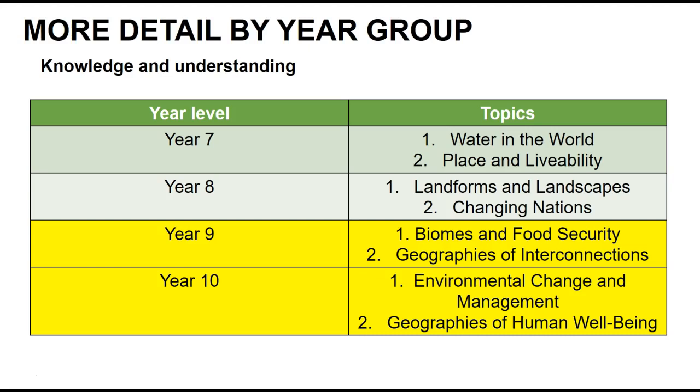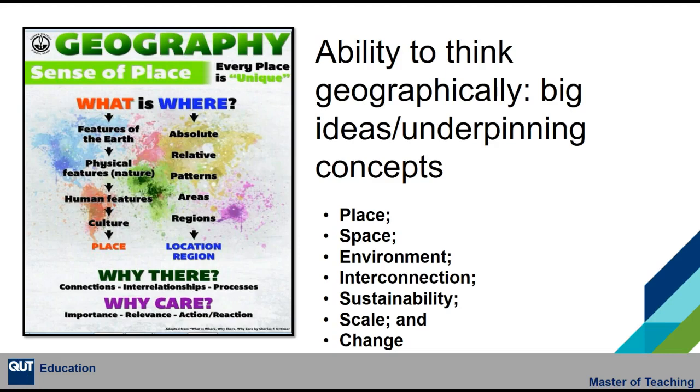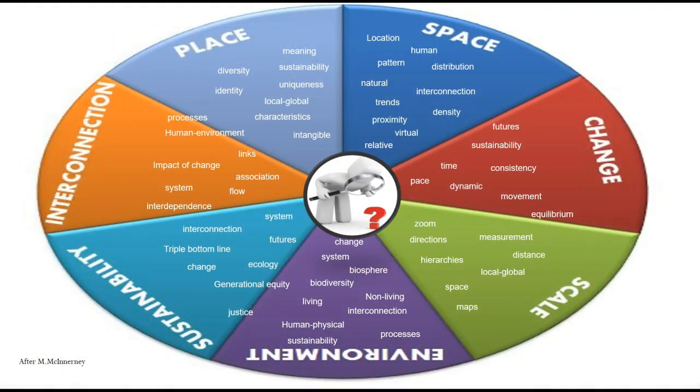In 120, we looked at year 7 and 8 in particular. In this unit, we are going to concentrate more on years 9 and 10, so that you've got more coverage of the knowledge and understanding of the geography curriculum from 7 to 10. Obviously not forgetting about your concepts, which are just represented graphically in a different way here. And you will remember your concept wheel from Malcolm McInerney, who is the president of AGTA, the Australian Geography Teachers Association.